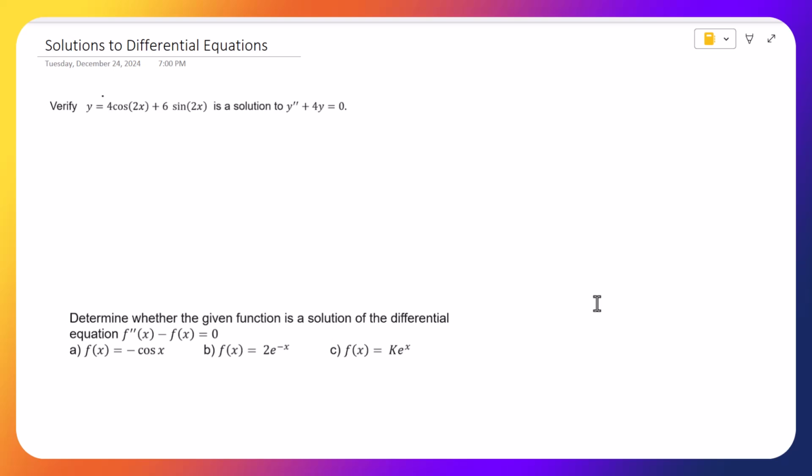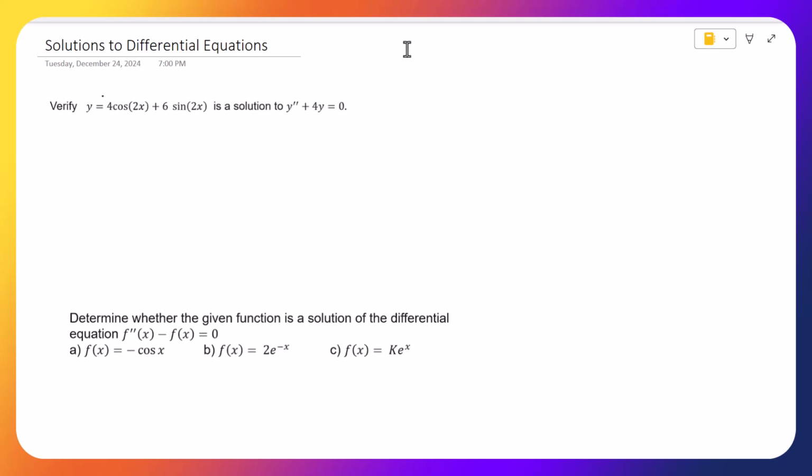But what does it mean for something to be a solution? Well, it means that an equation is true. So if we look at this here, we want to verify if y equals 4 cosine of 2x plus 6 sine of 2x is a solution to y double prime plus 4y equals 0. Well, what are we going to do here? We're basically just going to find y double prime and y, which we already have, substitute it in, and see, is this equation true?